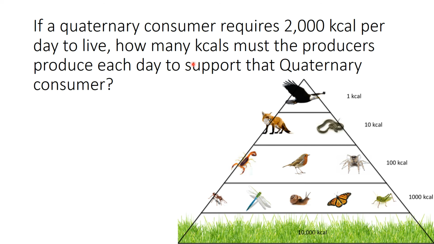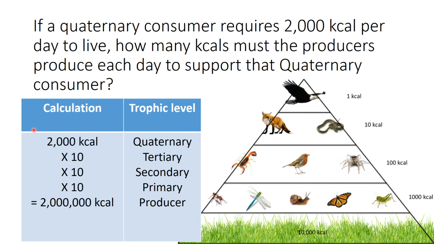Let's look at the pyramid again, a little different problem. If a quaternary consumer requires 2,000 kcal per day to live, how many kcals must the producers produce each day to support that quaternary consumer? My recommendation: work backwards. So you're increasing by the rule of 10 each time. Push pause, try the math.